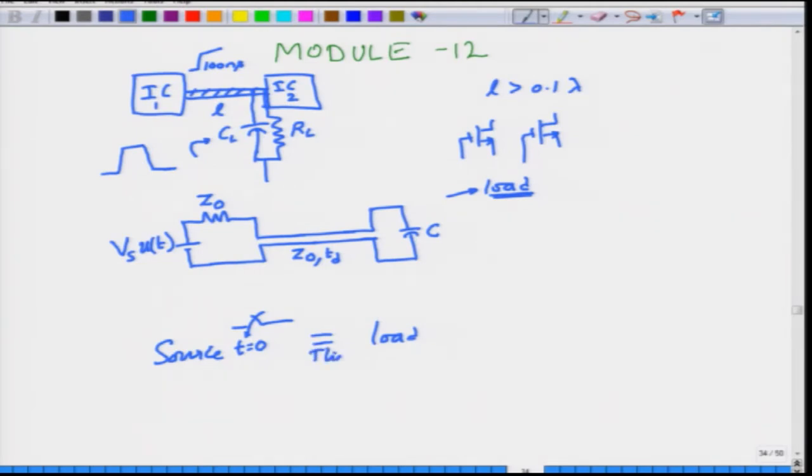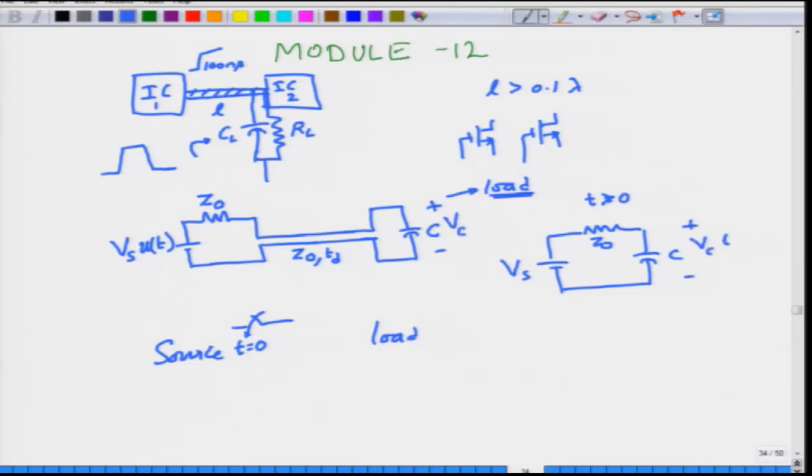This is my transmission line. Supposing the transmission line were not present at all, so I just had the source and the load connected directly across the source itself, then what would be the situation? In that case we would have a very simple RC circuit which you have seen many times in your undergraduate course. For t greater than 0, you have a DC source of amplitude Vs connected to this capacitor, and you are interested in finding out the voltage across the capacitor, which we will label as Vc(t).